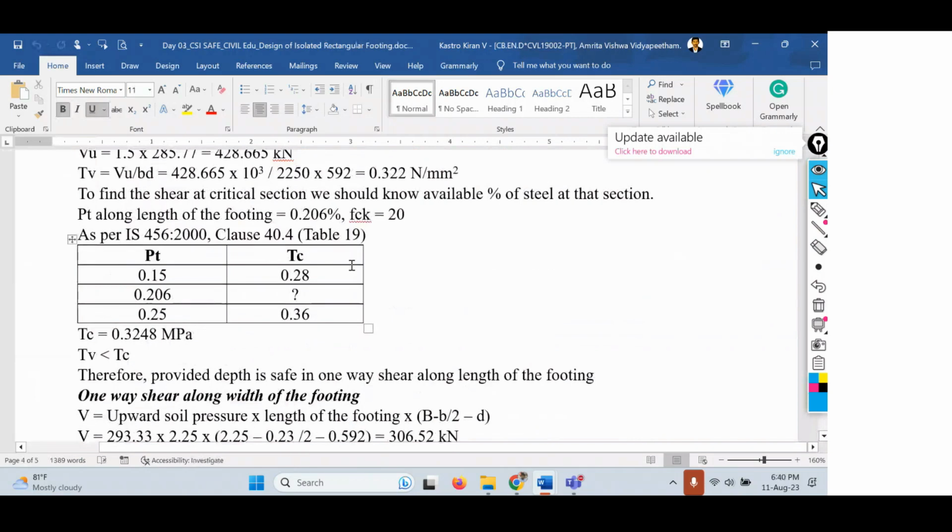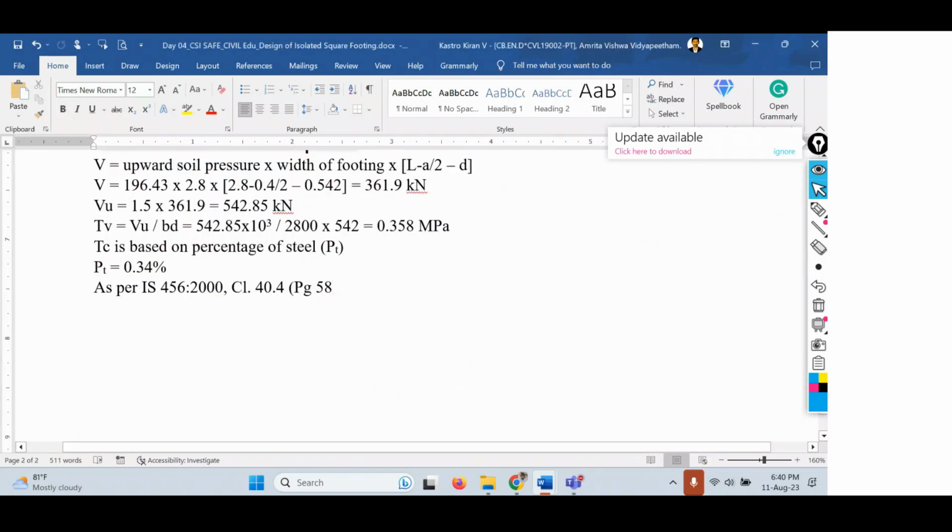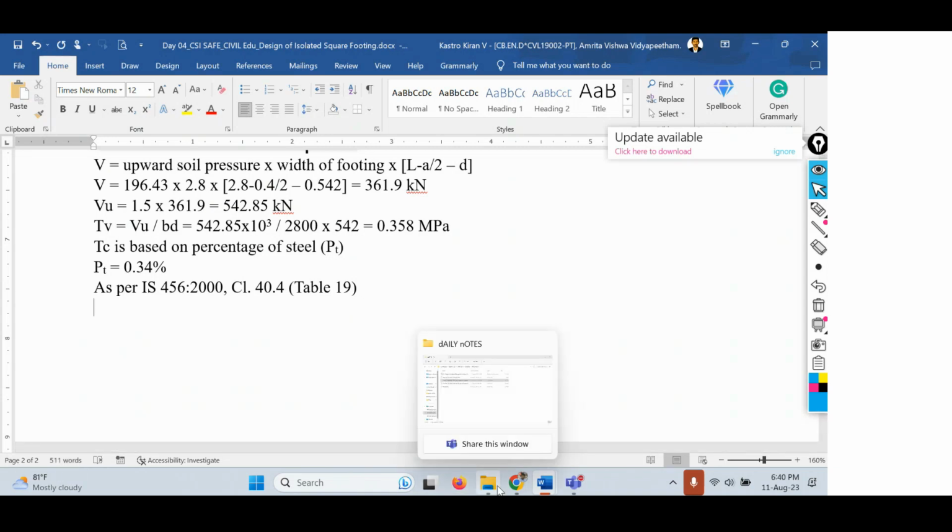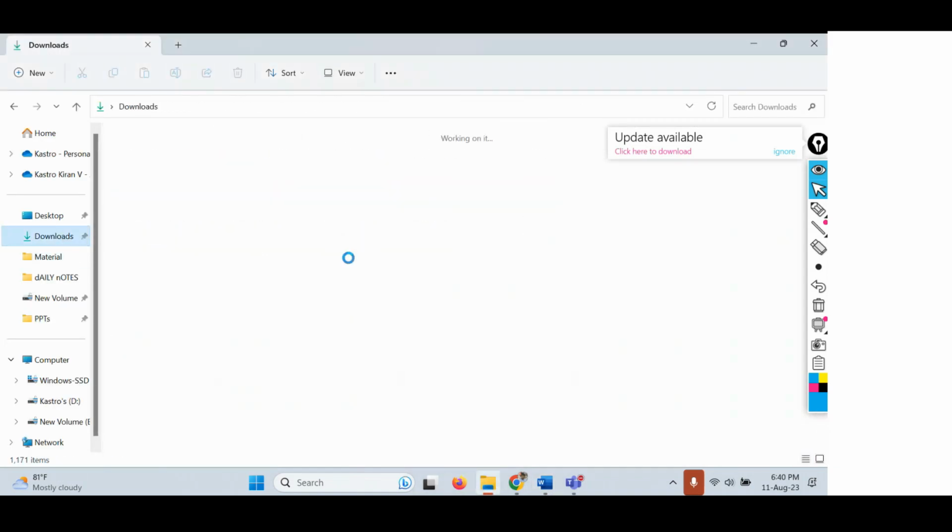Yeah, table 19. This is the one I was talking about. Instead of page number 9, I'll just call it table 19. Once you check table 19, you can get the values of PT. Let me show you those things. Give me a second.